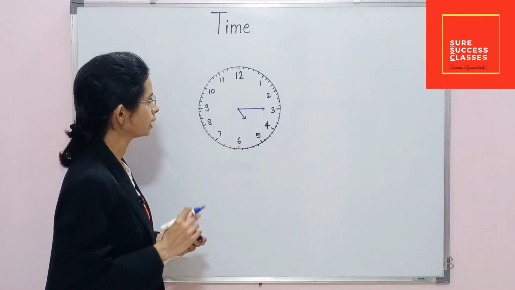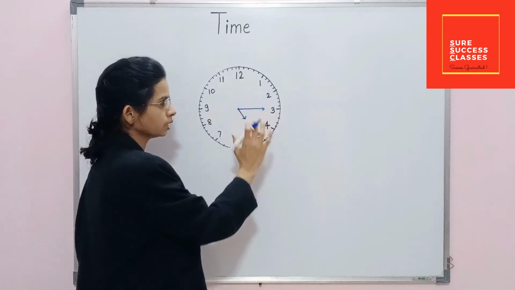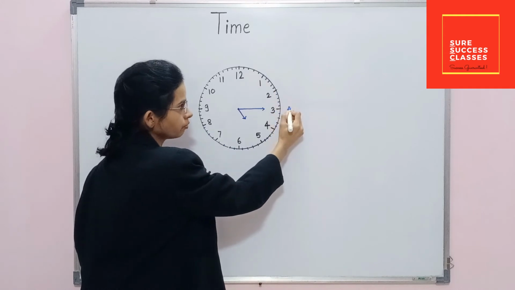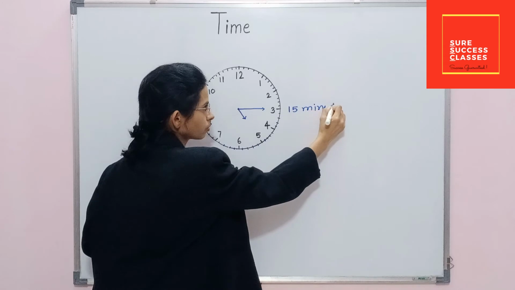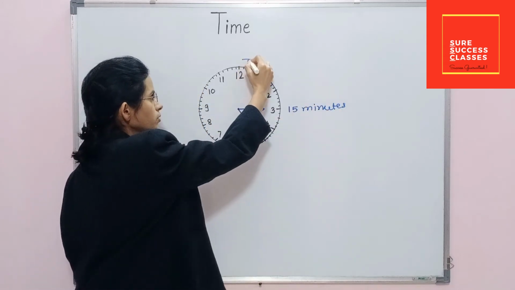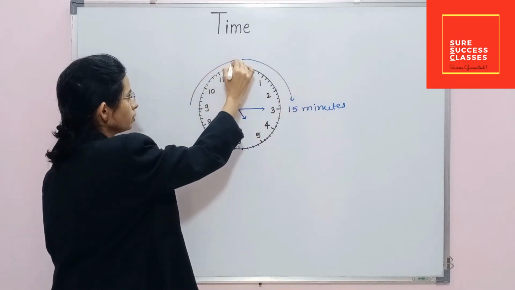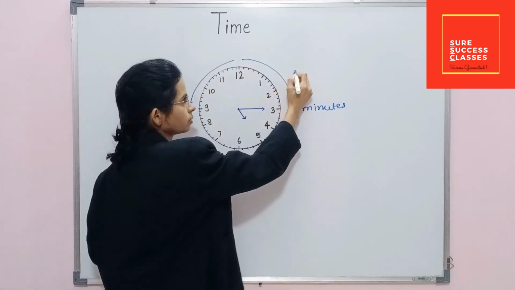Students, when the minute hand is at this position or on the number 3, it completes 5 threes are 15 minutes. And these first 15 minutes and last 15 minutes are known as a quarter.